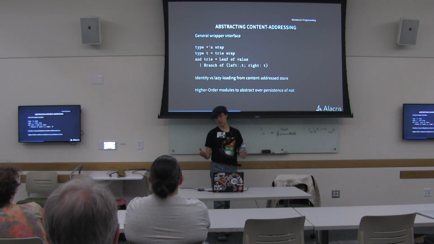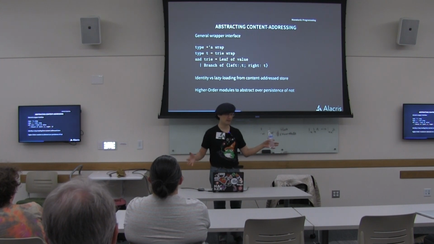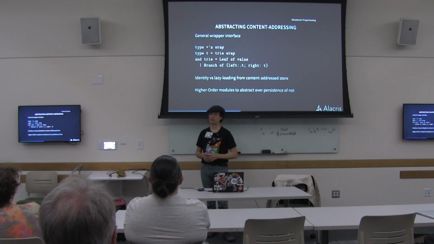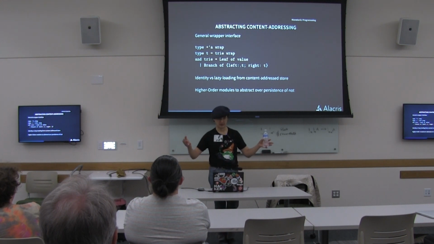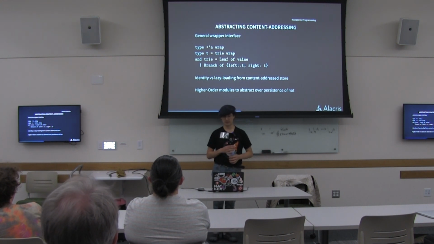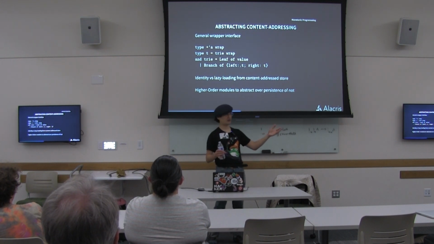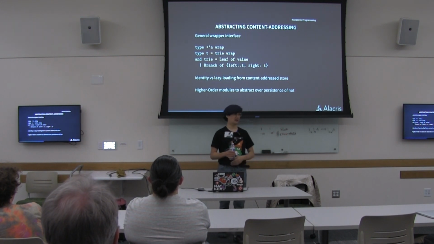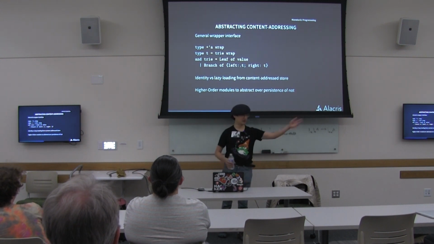And of course, when you use the identity wrapping, it's just the usual trie in memory. But if you want to have it persist in your database, you just change the wrapper to a wrapper that does the persistence in the database. Perfect. And then you can write higher order modules that don't have to care how the thing is or isn't wrapped, and that will work as well with this database or that database or in memory.